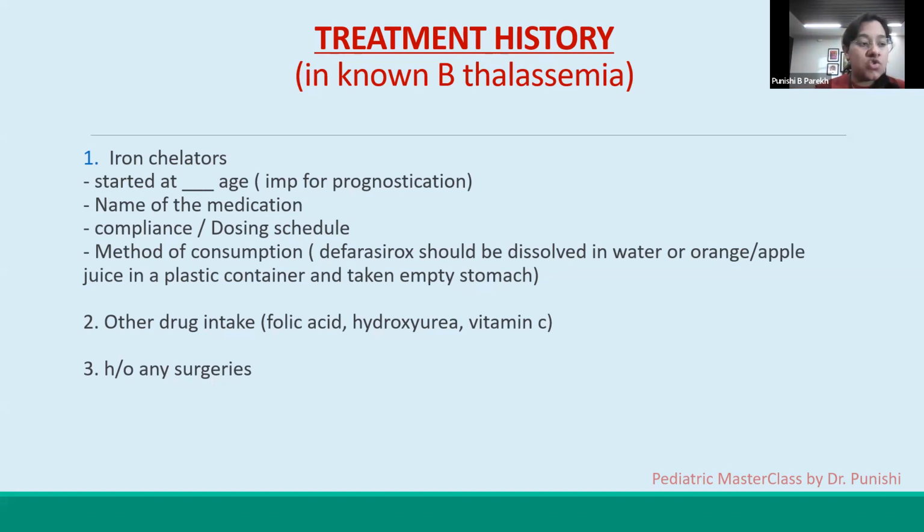Whether they're taking any other drugs like folic acid, hydroxyurea, vitamin C, and whether there is any history of surgeries. So, like we saw, hemolysis, hemolytic anemias, have gallstones, have hypersplenism, have splenomegaly. So they could have undergone a cholecystectomy or splenectomy. So history of abdominal surgeries is important.